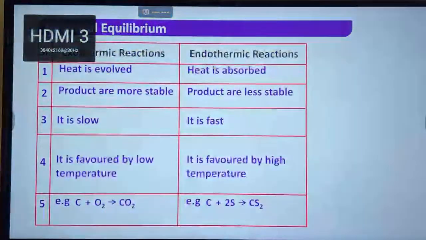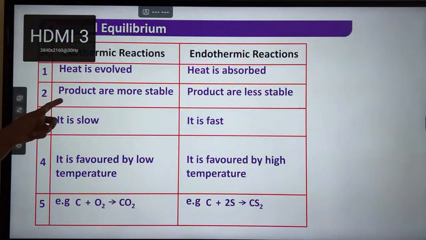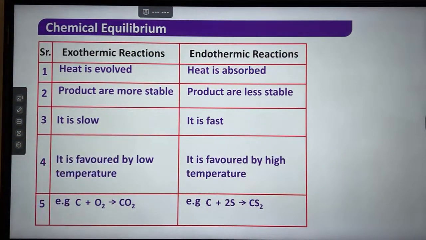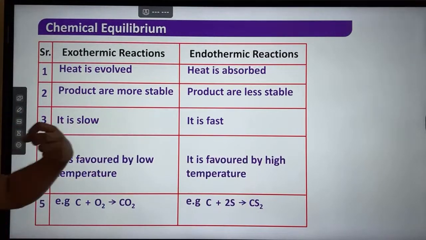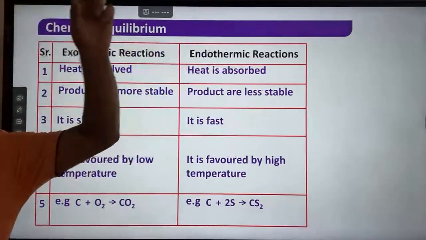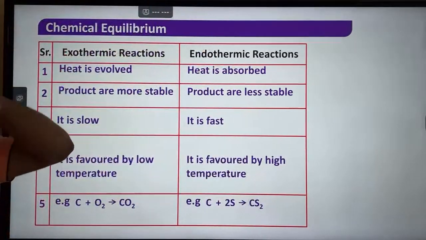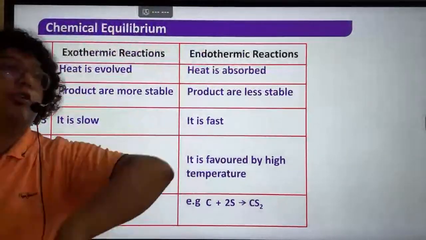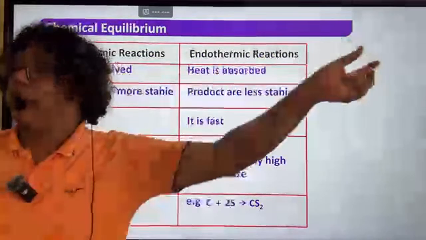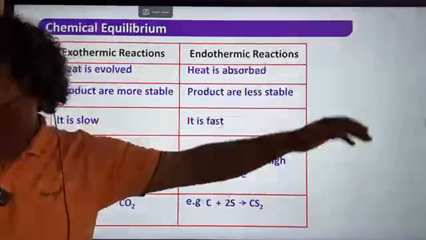So coming back to endothermic and exothermic reactions, I suppose I have made the second point clear. Products are stable. In this case, products are less stable. This is slow, that is fast. Now exothermic, it is like the energy is releasing. So one molecule reacts, produces energy. Some amount of the energy that the first molecule produced will be used by the second molecule to produce the next reaction, which will again produce energy, some amount of which will be taken by the third molecule, and so on.